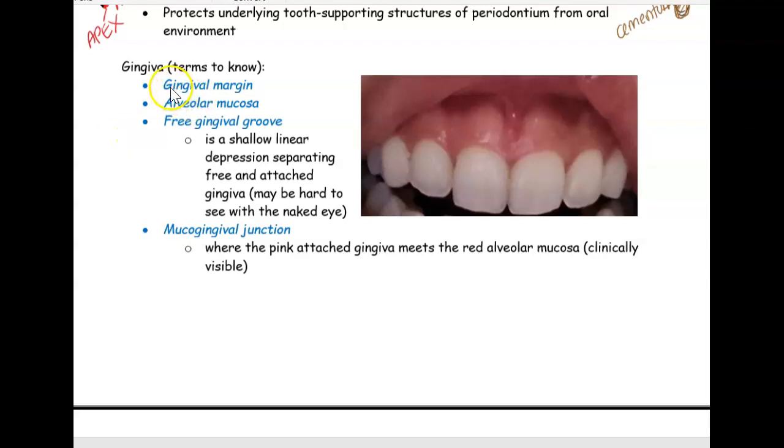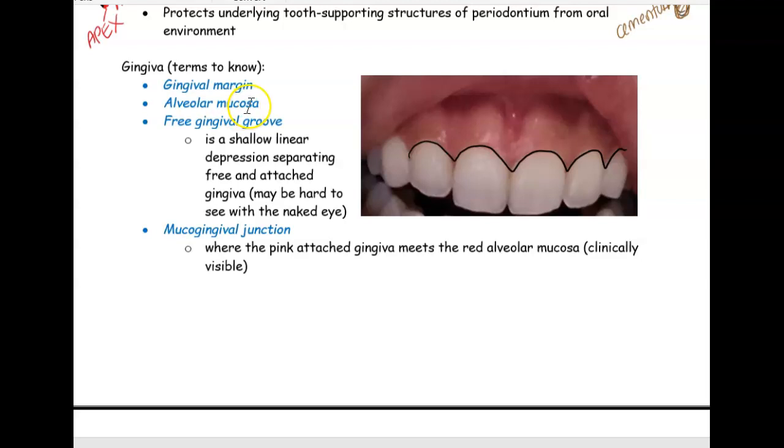So one of the terms we should look at is gingival margin. Okay, so gingival margin is basically this area right here. What I'm drawing over here is actually the gingival margin. It's like the outline. So the outline of the gum is your gingival margin.